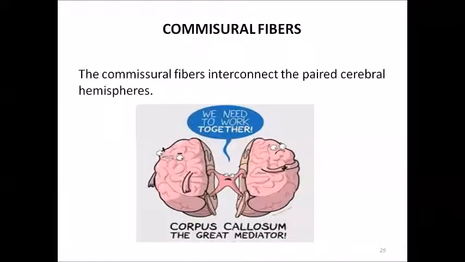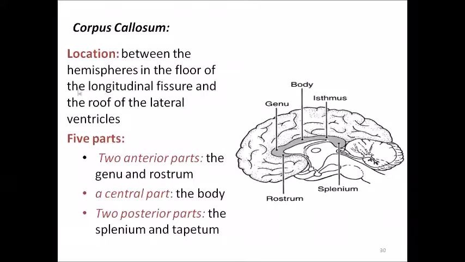Commissural fibers interconnect the paired cerebral hemispheres. Corpus callosum. It is located between the hemispheres in the floor of the longitudinal fissure and the roof of the lateral ventricle. It has 5 parts: 2 anterior parts, genu and the rostrum, a central part, the body, and 2 posterior parts, splenium and the tapetum.